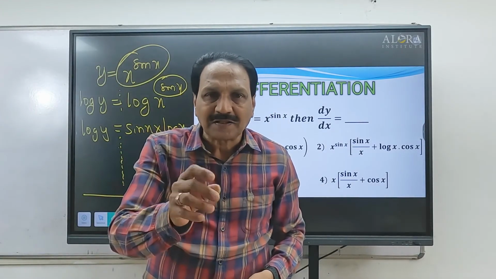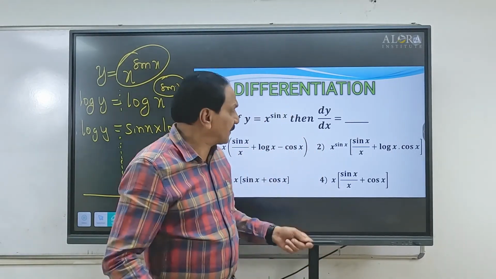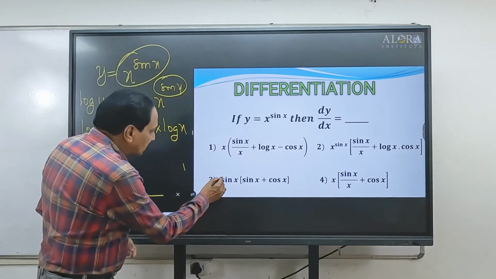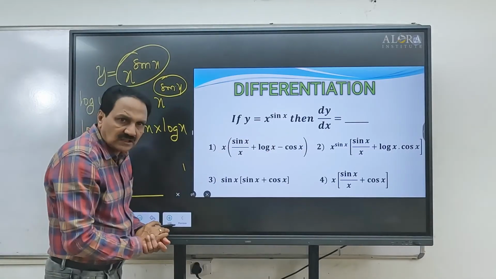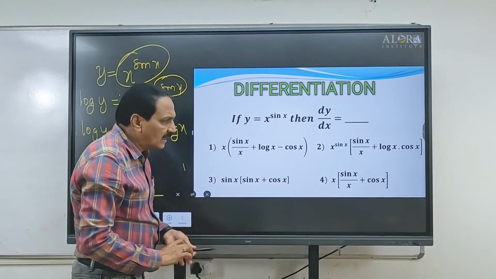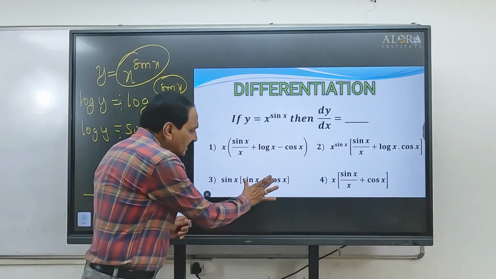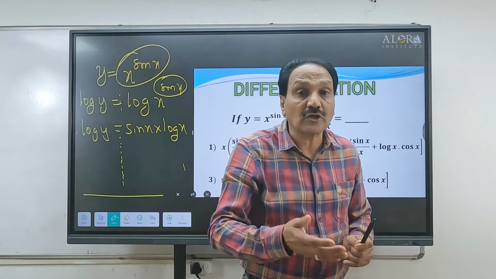But every day is not Sunday. Always you cannot expect only one option will start with x to the power sin x. Suppose this also starts with x to the power sin x. This cannot be your answer. This also cannot be your answer. But out of these two, because both are starting with x to the power sin x, with something inside the bracket, which is the correct answer? The next tool you have to make use of.